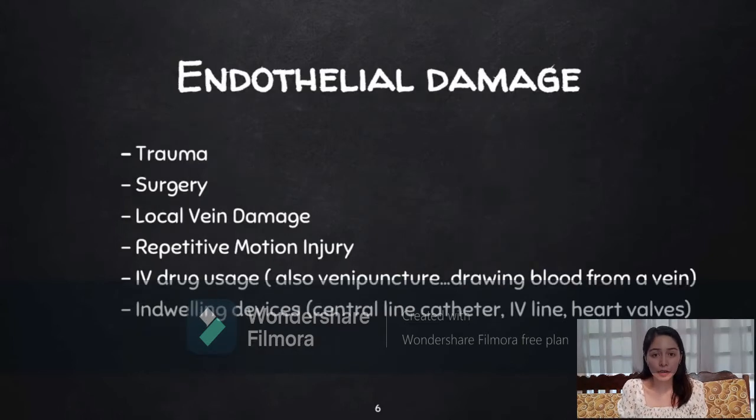The last part of the triad is the endothelial damage to the vein. The endothelium is a layer of cells that lines the inside of the vein. Damage to this layer can be from a direct or indirect cause. But regardless, it stimulates platelets and the coagulation process. So think of anything that damages the lining inside the vessel. It could be from trauma, surgery, local vein damage, repetitive motion injury, IV drug usage, and indwelling devices.